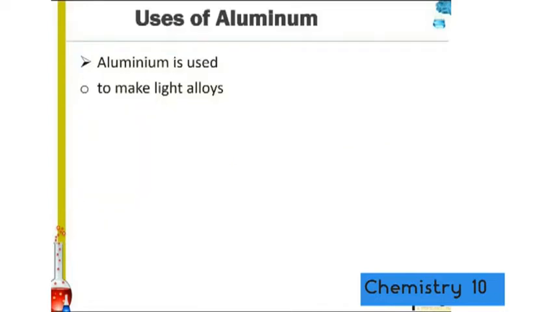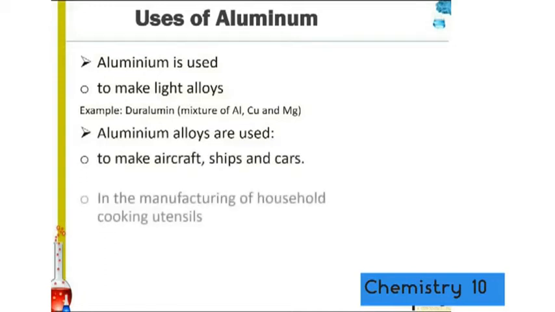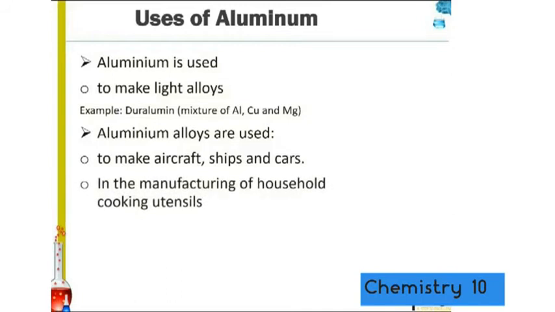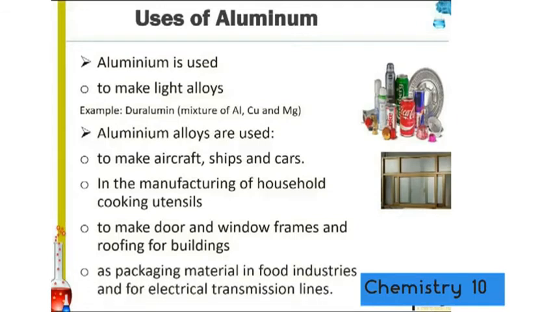Aluminum is used to make light alloys such as duralumin, a mixture of aluminum, copper, and magnesium. And these aluminum alloys can be seen every day in aircraft, ships, and cars, the manufacturing of household cooking utensils, to make door and window frames and roofing for buildings, and as packaging material in the food industries and for electrical transmission lines.